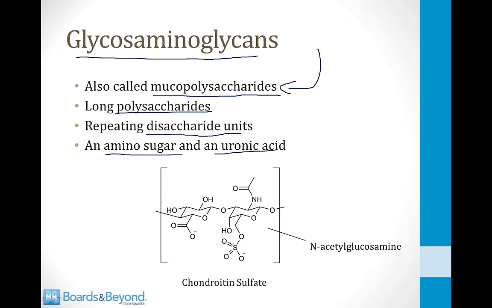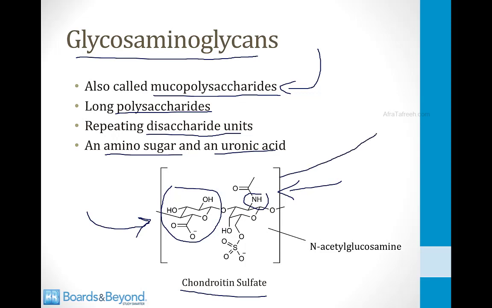If you look at the structure on the screen, I've shown the structure of chondroitin sulfate, which is a glycosaminoglycan. And you may know that this structure is very important for cartilage and ligaments and tendons. And it's got 2 sugar molecules linked together. This is one, and this is the second one right here. The second one here has a nitrogen group, so it is an amino sugar, and this group here is a form of a molecule called a uronic acid.